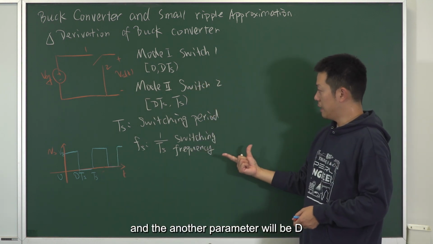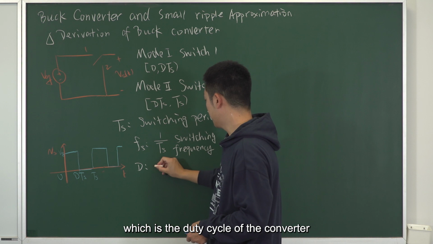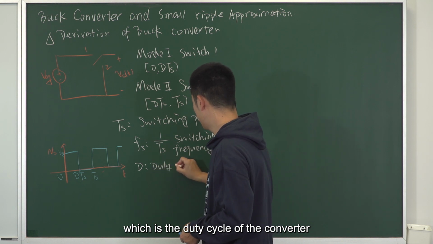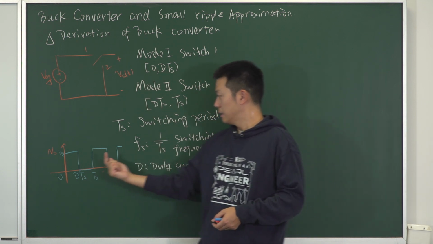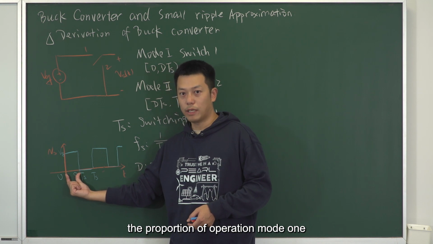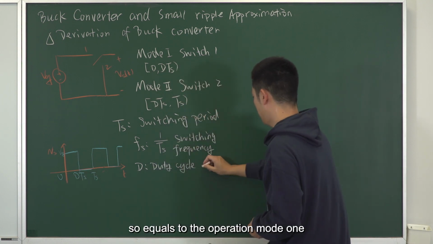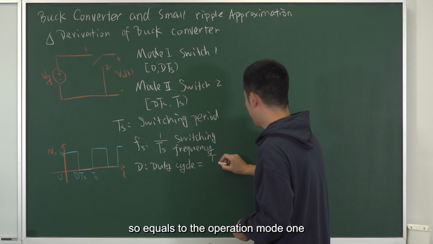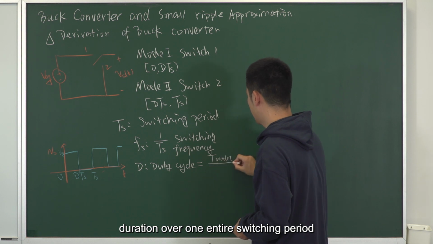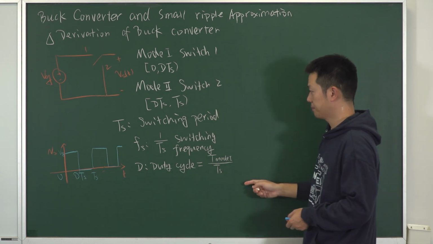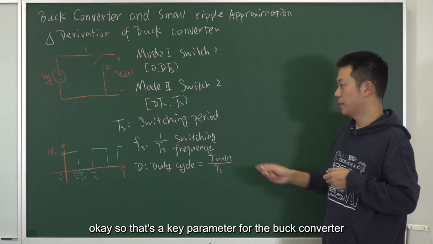And another parameter is D, which is the duty cycle of the converter. This means that operation mode 1 counts for D parts of the entire switching period. So it equals the operation mode 1's duration over one entire switching period. Okay, so those are the key parameters for the buck converter.